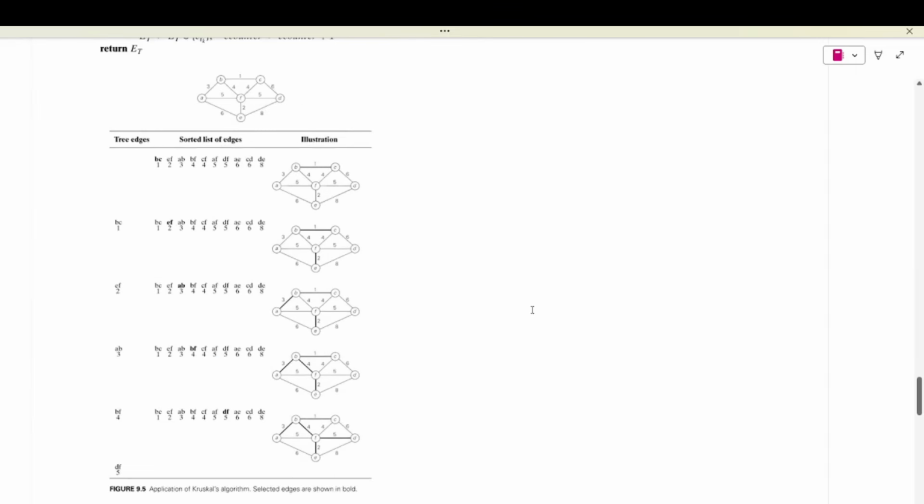Again you can see here Kruskal's algorithm. In Kruskal's algorithm, you will be visiting B to C, that is the minimum, and next what you will be taking, 1 is already done, now you will be taking EF, EF is done.